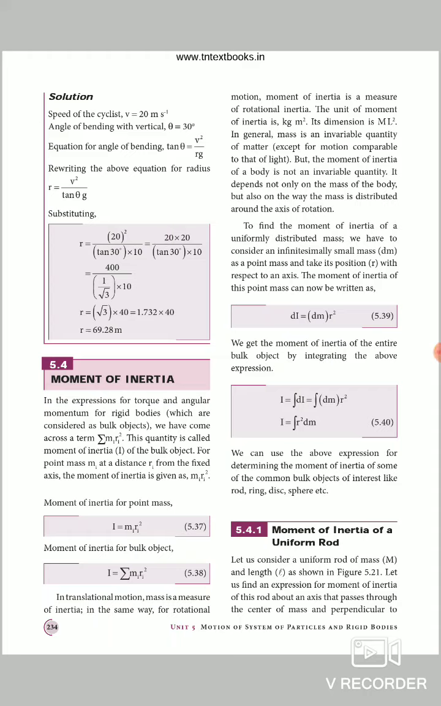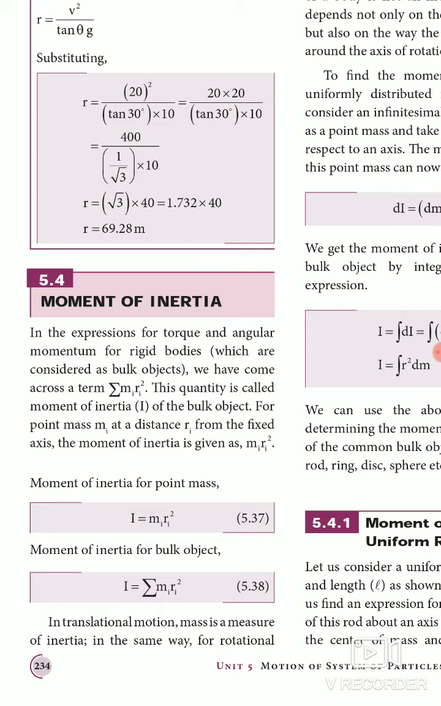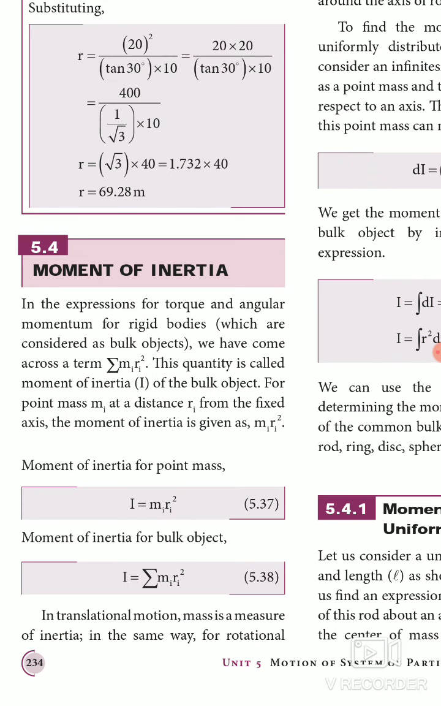Hi students, we are going to discuss moment of inertia. You already know moment of inertia I is equal to summation m_i r_i squared. In the expressions for torque and angular momentum of rigid bodies, we have come across this term I, that is, tau is equal to I alpha and L is equal to I omega.